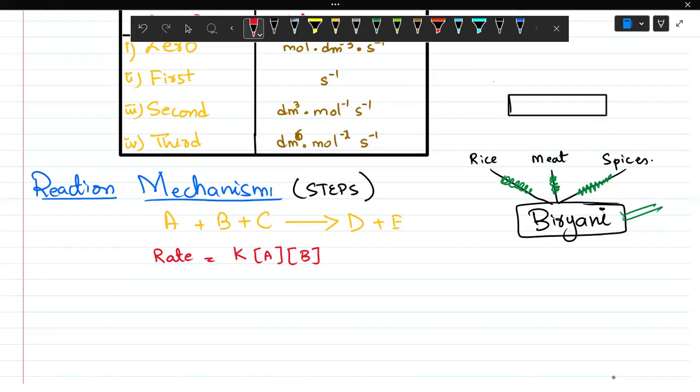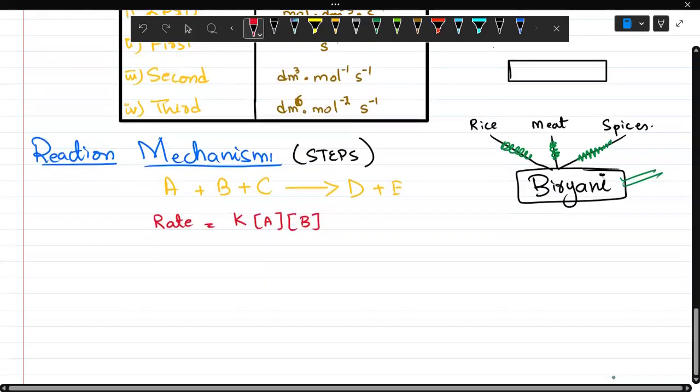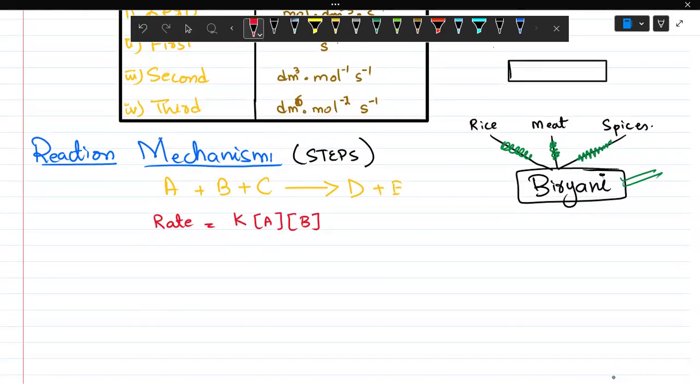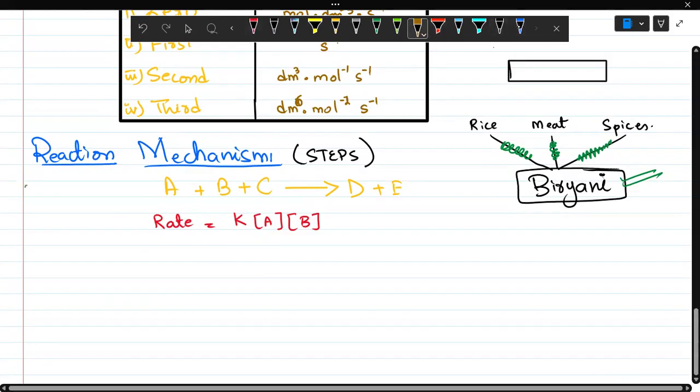There must be a step involving C in it. Let's say that A and B are the major reactants, and C is involved in another reaction. Let's say this is the overall reaction.